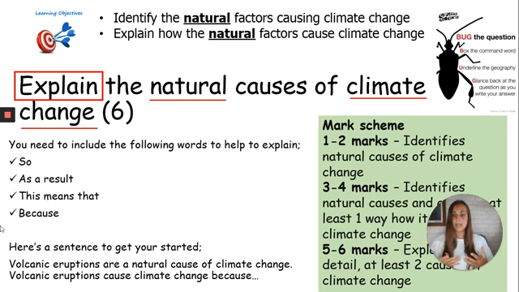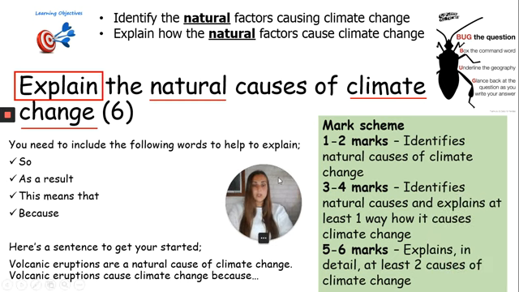Now, you probably wouldn't have time to talk about all three in great detail, but if you could explain two in detail, you'd be able to get up to your 6 marks. And there's a mark scheme there. I'll try and move myself out of the way in a second so you can see. 1 to 2 marks is you're identifying natural causes of climate change. 3 to 4, you're identifying the natural causes and you explain how at least one of them causes climate change. But none of us are aiming for that. We're all aiming for 5 and 6 marks. So you need to explain in detail at least 2 causes of climate change.